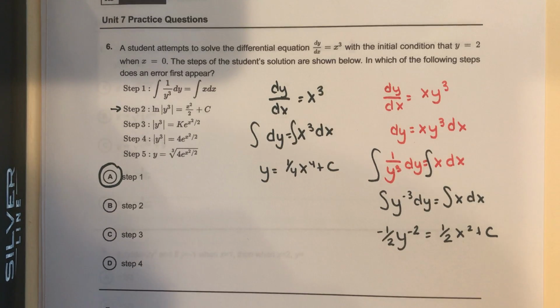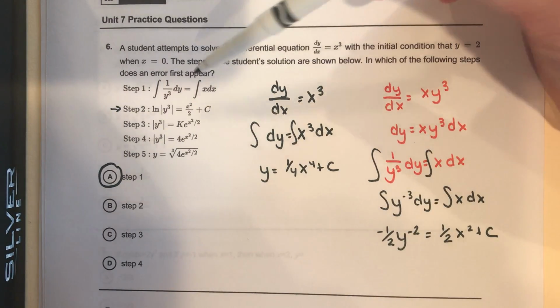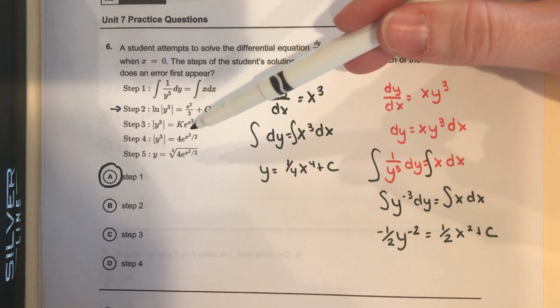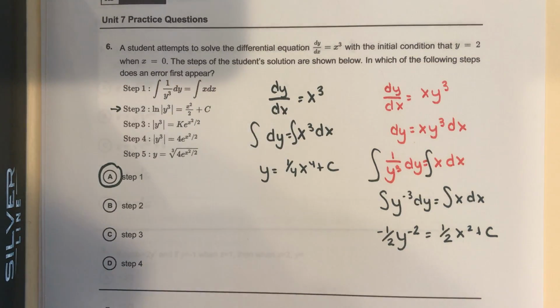So that's just something to think about, because I think this one had a crazy mistake in the beginning. According to the mistake as written, our answer should be step 1. But if we fixed it to match the actual work, the mistake is in step 2. Okay, that concludes our video for today.